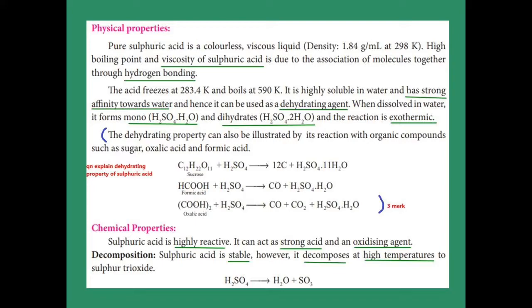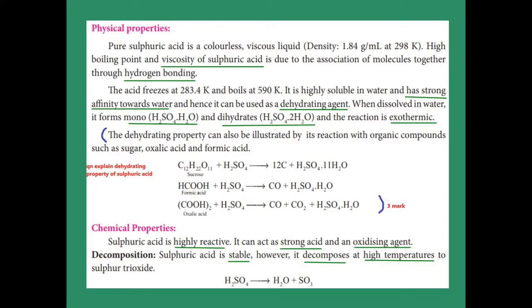Physical properties of sulfuric acid. Pure sulfuric acid is colorless. It has high boiling point and viscosity because of hydrogen bonding. Because of hydrogen bonding only, it has high boiling point and high viscosity. The second one, dehydrating agent. Sulfuric acid is used as a dehydrating agent. What is dehydrating? De means removal, hydrating means water. Removal of water. So we use sulfuric acid for removal of water because it strongly attracts water. It has strong affinity towards water.